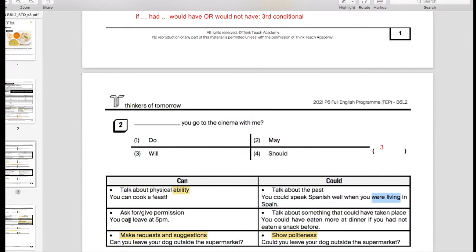There's a difference between you can leave and you may leave at 5 p.m. Both are grammatically correct. They just mean different things. So it is grammatically correct to ask your teacher if you can go to the toilet. Your teacher will answer you, yes, you can. It's grammatically correct. It means something different when you ask, may I go to the toilet? So just think of that.